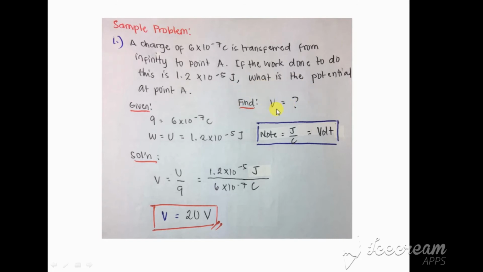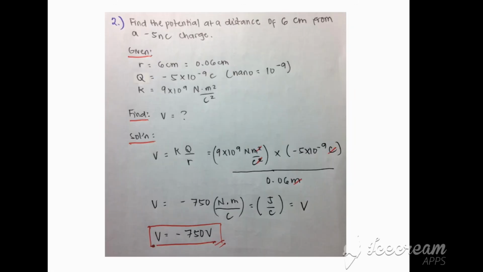Using the original formula, electric potential equals electric potential energy over charge, we apply the values. So we have 1.2 times 10 raised to negative 5 joules over 6 times 10 raised to negative 7 coulombs, leading us to the final answer of 20 joules per coulomb, or simply 20 volts. Again, joules per coulomb is equal to volt. So we are going to use volt for electric potential. Let's try another problem. Number 2.